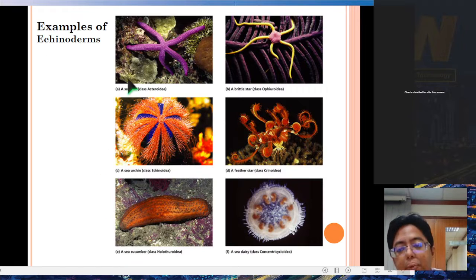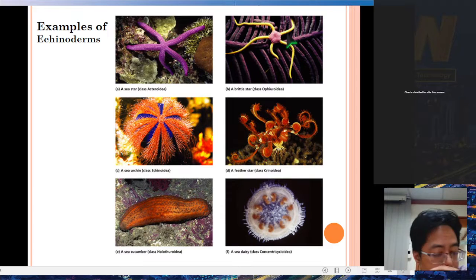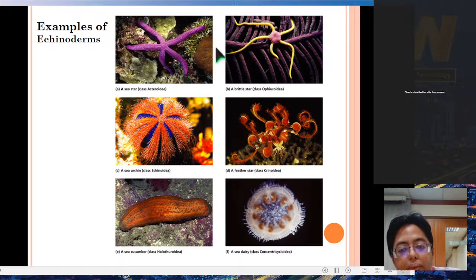Okay, so here are examples of echinoderms. You have the sea star, the brittle star. Brittle stars have very long arms; in this case, they don't actually look like a star at all. The arms of the star have become like tentacles instead. Sea urchin, feather star. If you have seen a gif of them moving, very graceful.